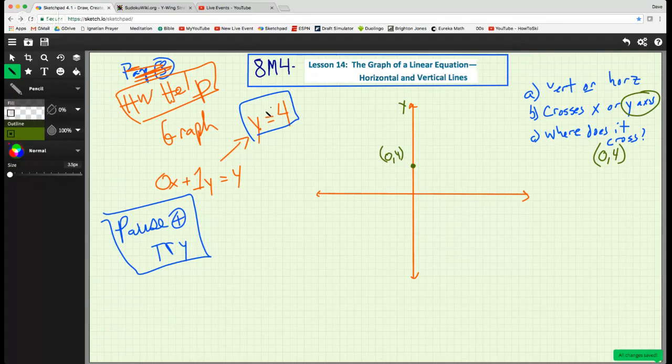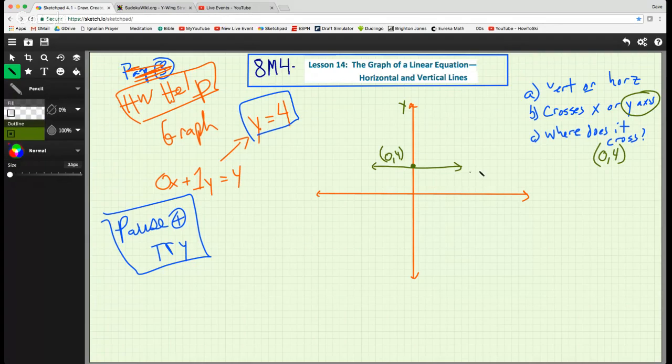And then because it's the Y, and I know that it crosses the Y axis, it doesn't go this way, it goes this way. Because it crosses the Y axis. So there we have it. So this is a graph of Y equals 4.